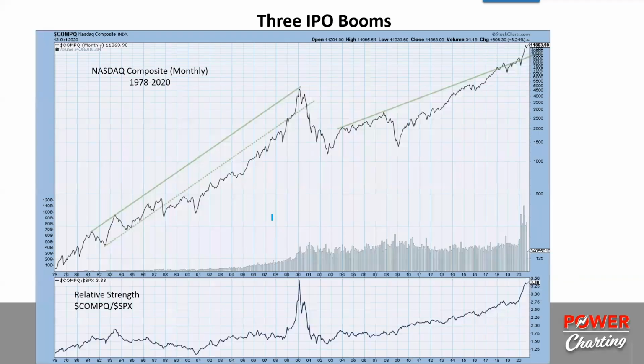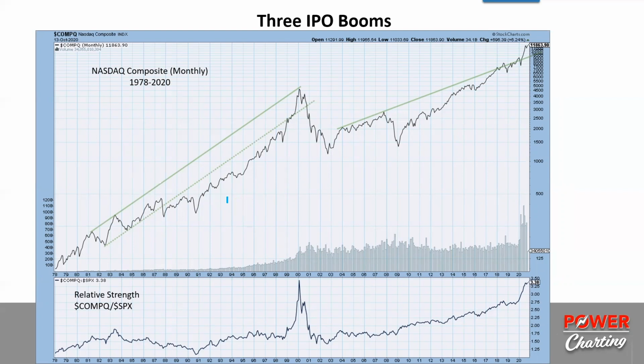Here is the, again, now I'm going to sort of bring the decennial in with the IPO boom process also. So here are 3 IPO booms, and I just want to show you the NASDAQ composite, which is really a measure of smaller cap growth historically.